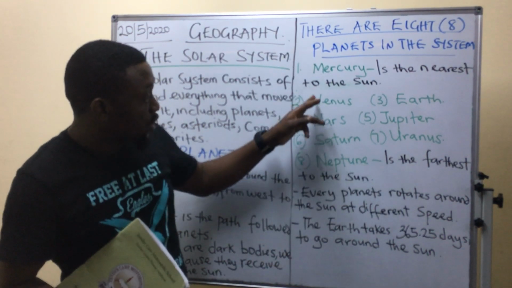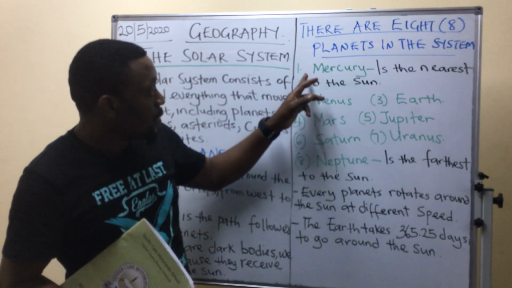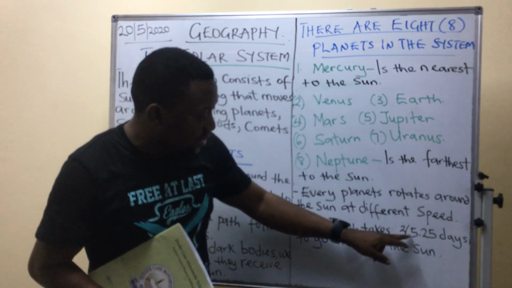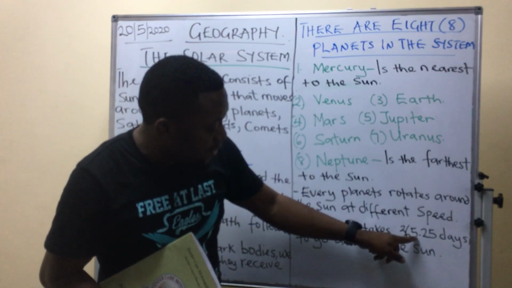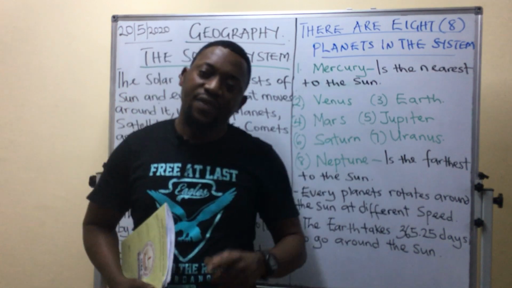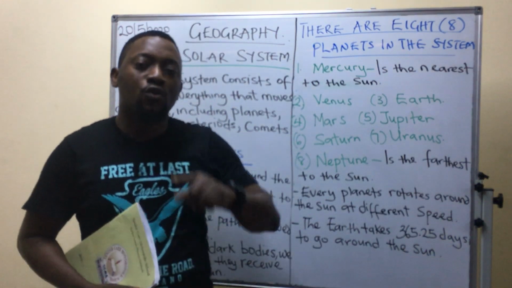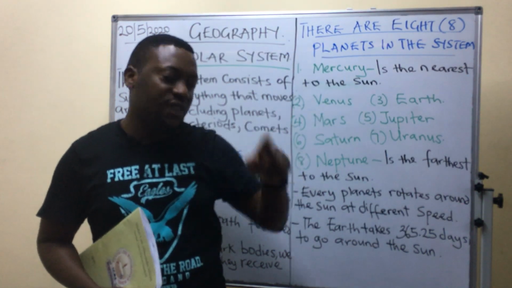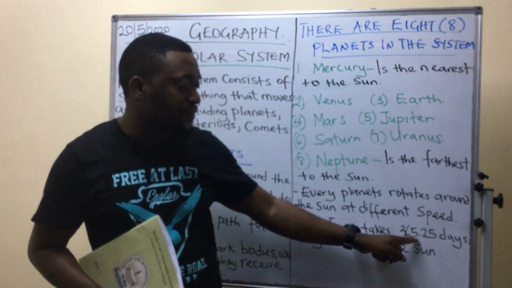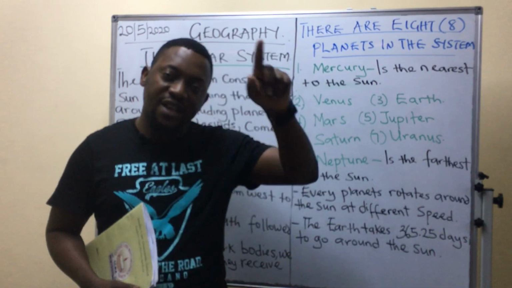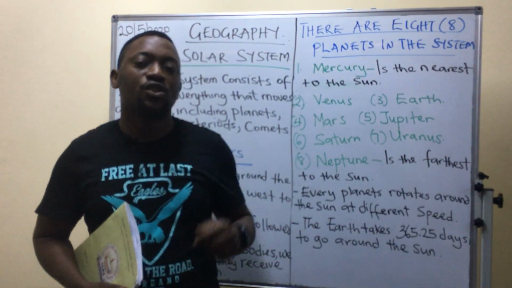I'm going to mention the speed of the Earth now, because the Earth takes 365.25 days to go around the sun. The Earth that we are in now rotates around the sun, and before it completes its rotation around the sun, it will take 365.25 days.